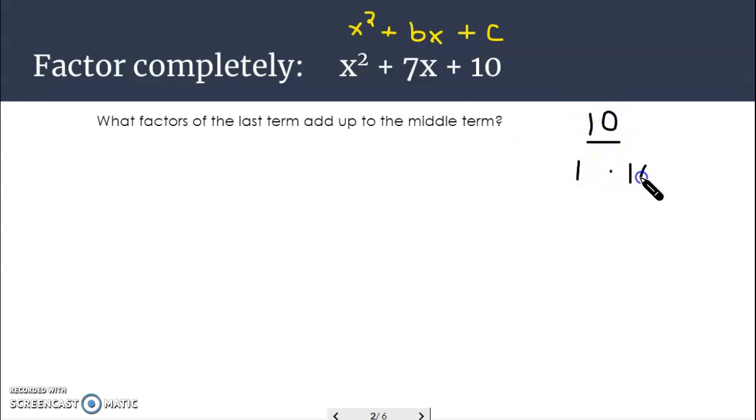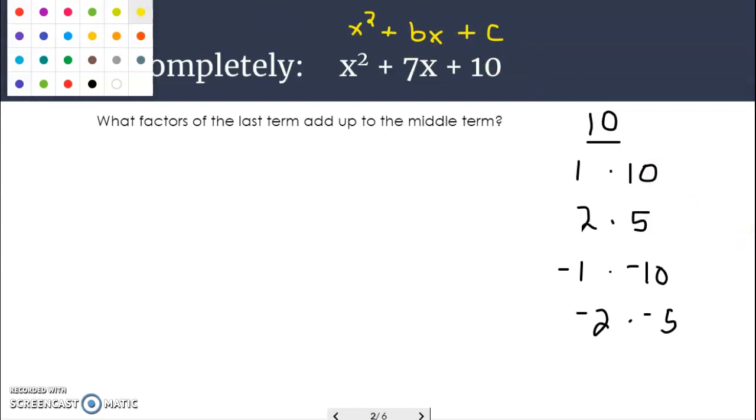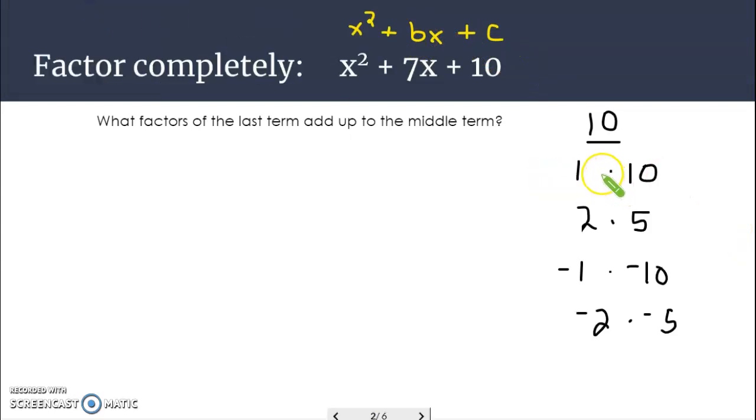1 times 10, 2 times 5, but there's actually 2 more if you think about positives and negatives. Negative 1, negative 10, negative 2 times negative 5. All of these pairs multiply to give us positive 10. But we're going to switch gears here and change it to addition. Those same pairs we're going to add. Notice what we get.